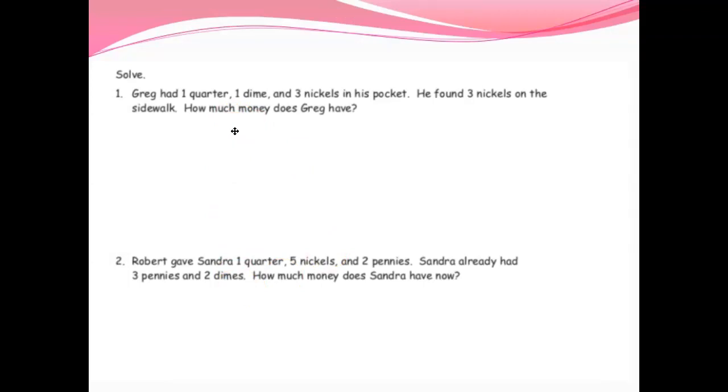Sometimes word problems can be tricky, so if you're getting caught up, always go back to the problem. Make sure you're circling what you know, make sure you're underlining what you're trying to find out, and draw pictures to help you solve. You guys are going to do a great job today. Have fun.